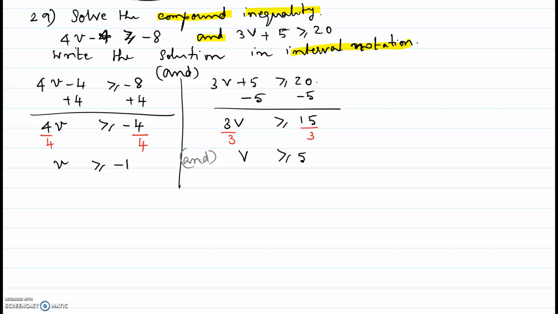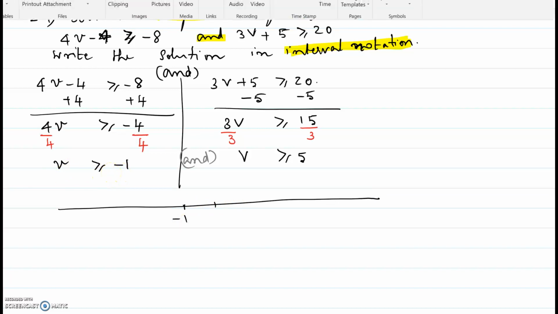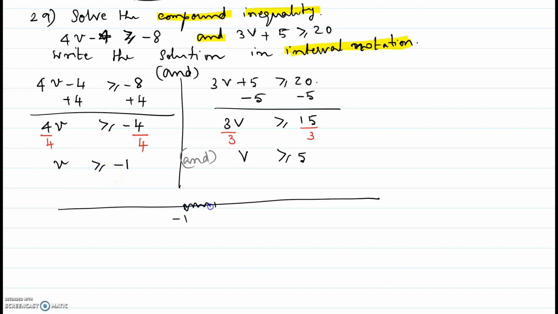Now even though the question is to write the solution set in interval form, we will graph it so that we can interpret it in interval notation. The first inequality is v is more than or equal to negative 1. So if you roughly do the number line, it is negative 1 over here. So v more than or equal to negative 1 would mean all to the right of negative 1.